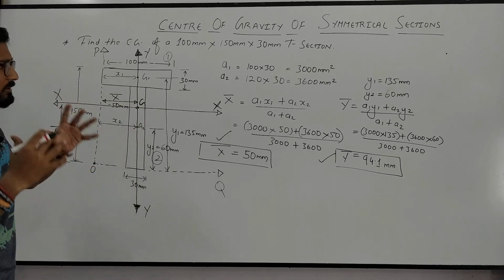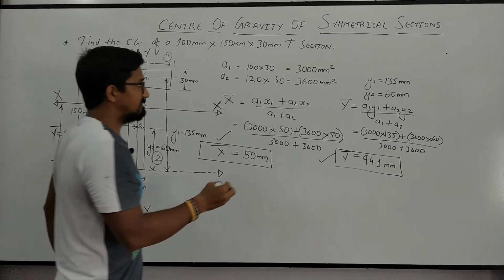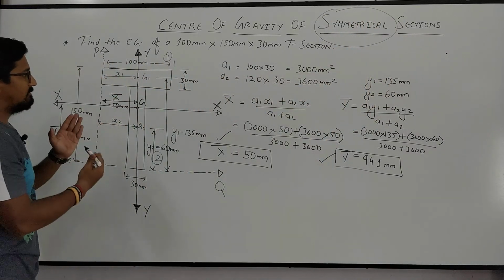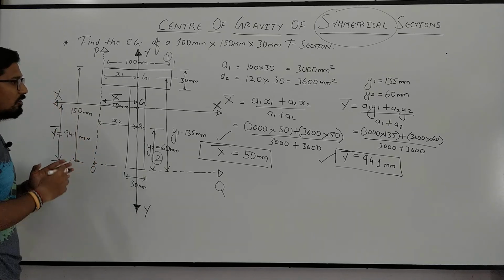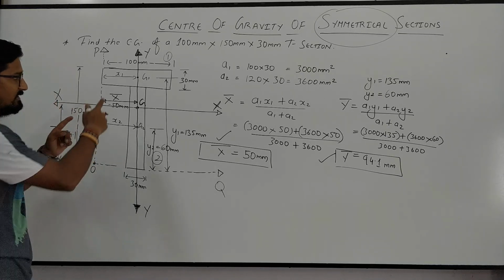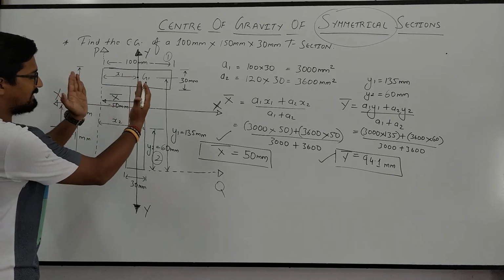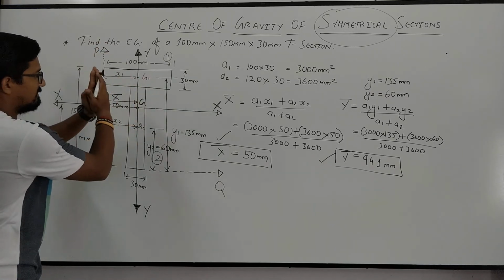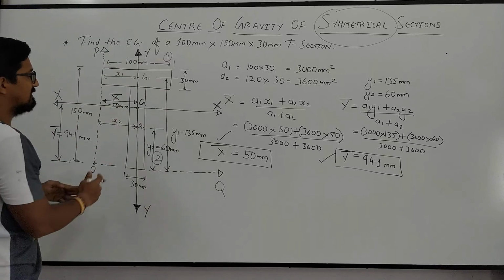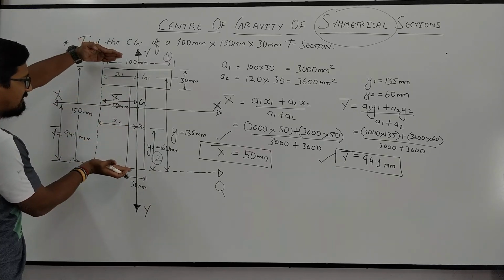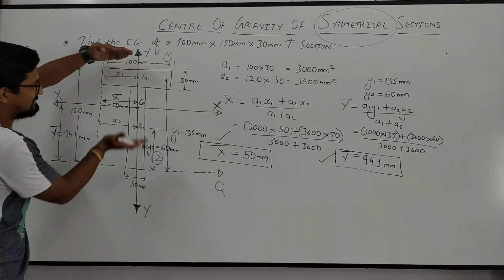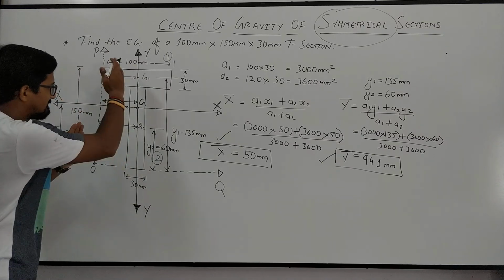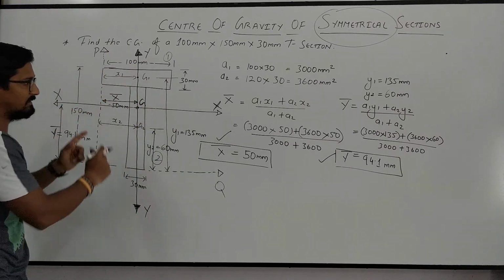Now, one important thing here is that it is a symmetrical section, correct? Symmetrical means the figure can be divided into two equal parts. On which axis can the figure be divided into two equal parts? Across the y axis and across the x axis. You can see easily that when you divide the figure across the x axis, it is not symmetrical. But when you divide this figure along the y axis, it is symmetrical. So this figure is symmetrical.